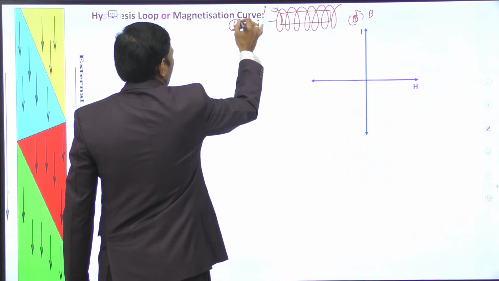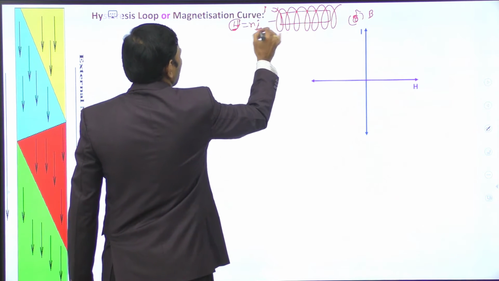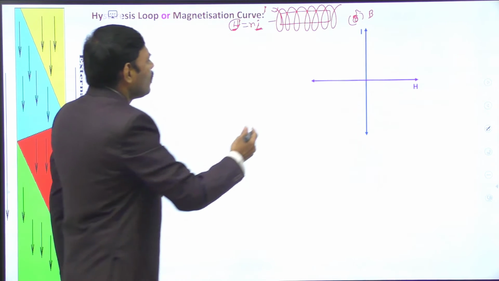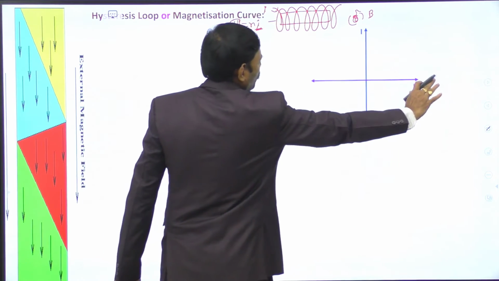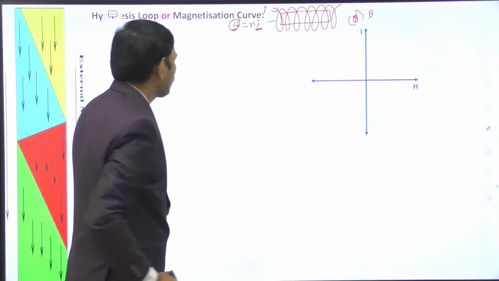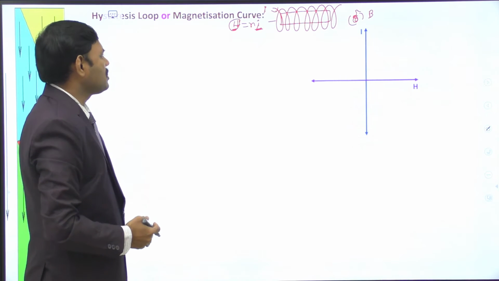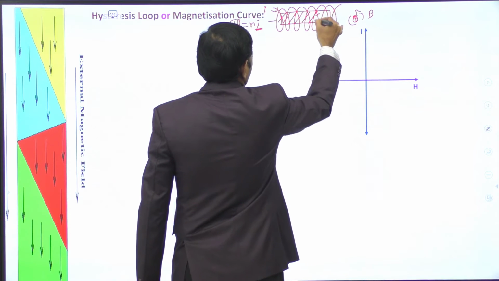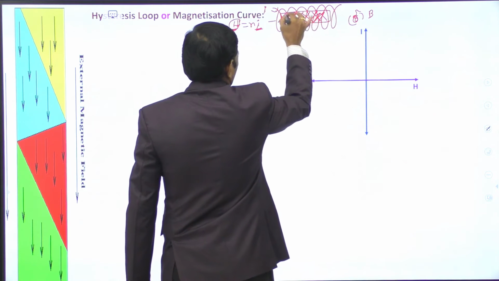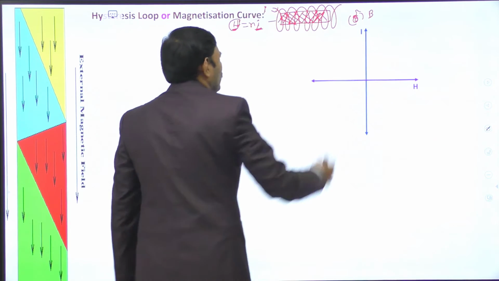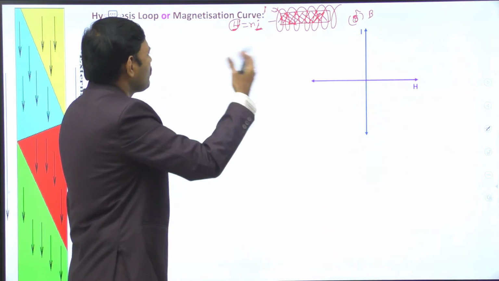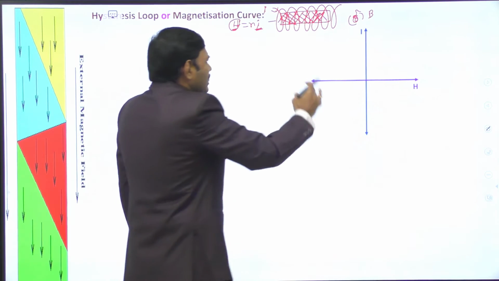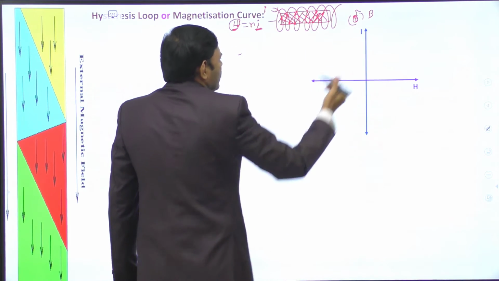So we simply vary the H value by changing the current through the solenoid. We gradually change H to positive or negative values by changing the direction and magnitude of the current. H is equal to Ni. This shaded one is the magnetic material. We insert this magnetic material inside the solenoid, apply H, and observe how the I value changes with H. As H increases, I increases.